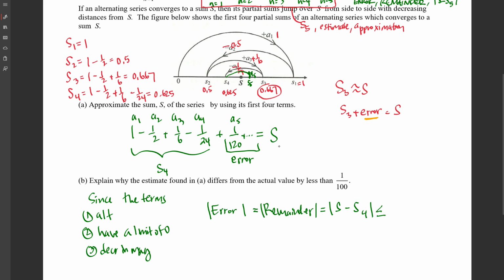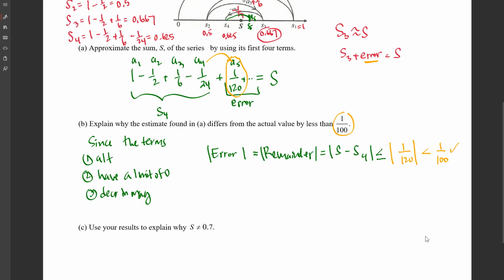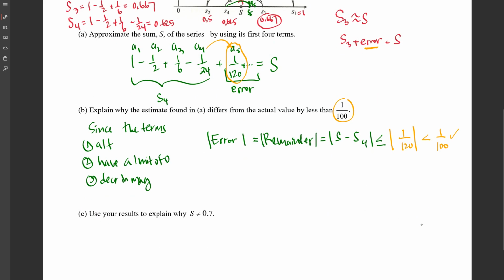So this is my S4, the absolute value of my next term. Okay, so this is going to be 1 over 120, and that is less than 1 over 100. So therefore my error is smaller than 1 over 100. I can check that: if the denominator is bigger, then this number is smaller.